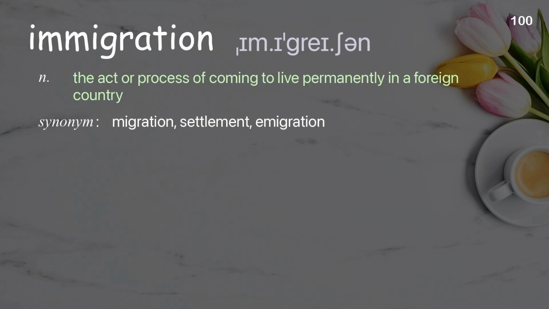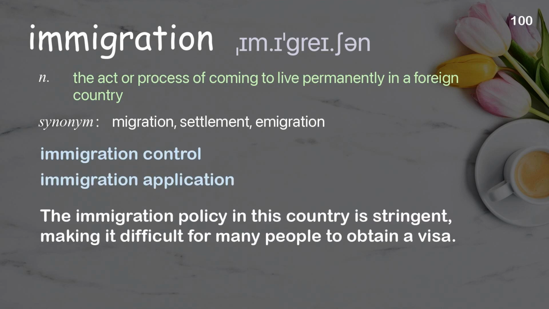Immigration. The act or process of coming to live permanently in a foreign country. Examples: Immigration control, immigration application. The immigration policy in this country is stringent, making it difficult for many people to obtain a visa.